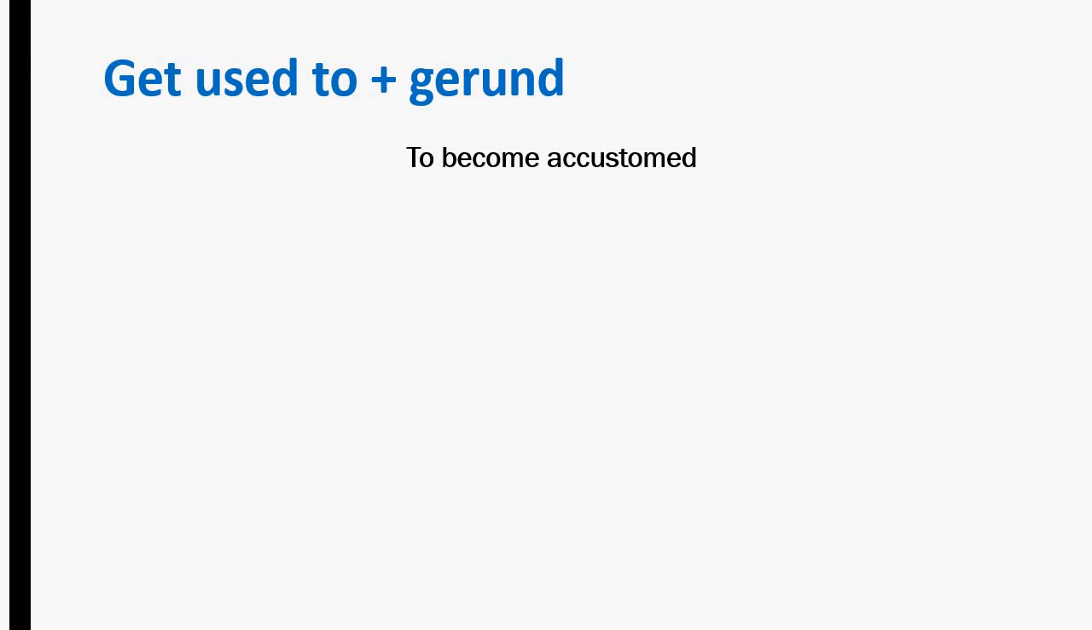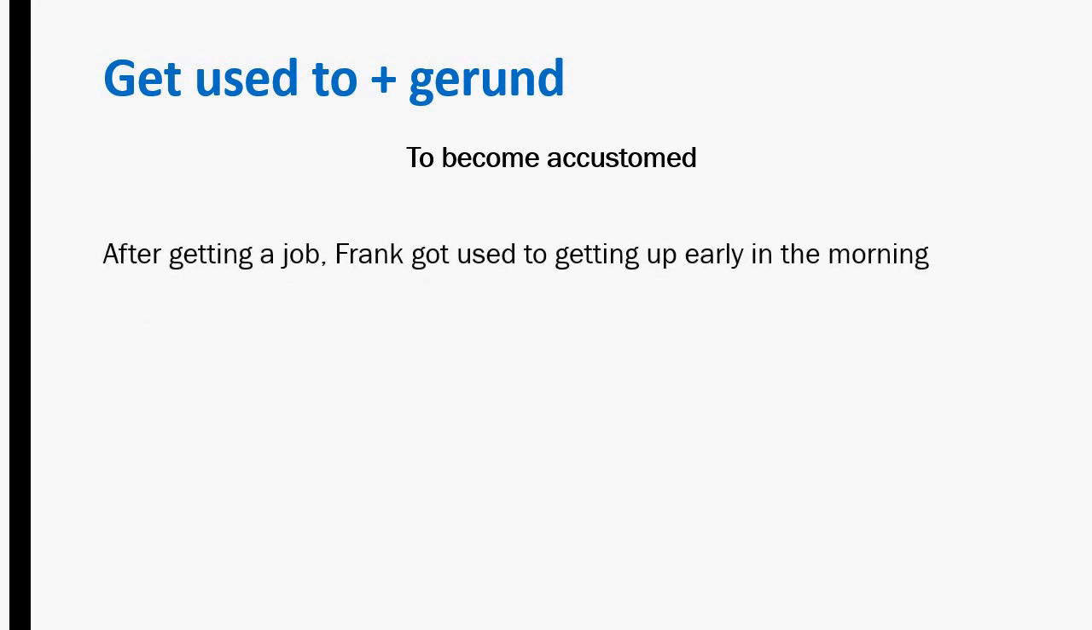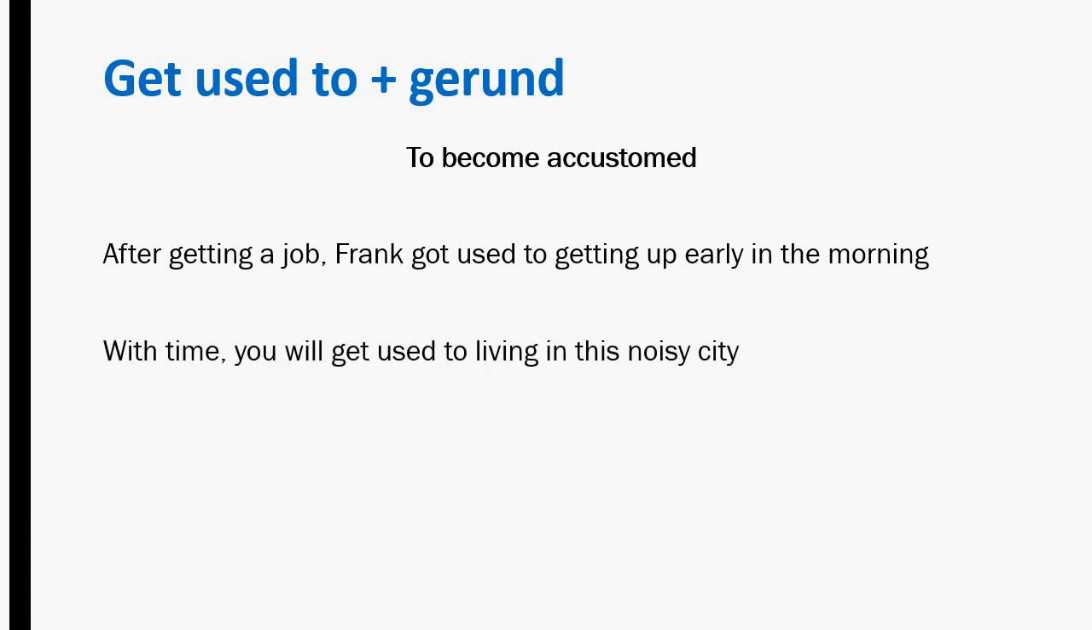Then let's talk about get used to plus a gerund. Get used to plus a gerund means to become accustomed with something. Be used to plus gerund means to be accustomed with something, and get used to plus gerund means to become accustomed with something. Remember this difference. After getting a job, Frank got used to getting up early in the morning. With time, you will get used to living in this noisy city. I got used to eating spicy foods at an early age.